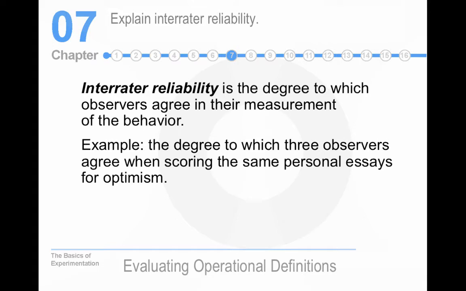The degree to which observers agree on some behavior. So this is like at the Olympics when they have different judges rate ice skating or gymnastics. The degree to which they agree is their inter-rater reliability. And I believe at the Olympics they throw out the highest and lowest score.